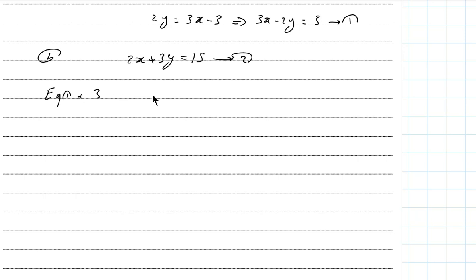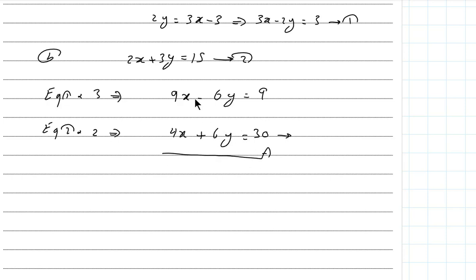So multiplying equation 1 by 3 gives us 9x minus 6y is equal to 9. And equation 2 times 2 will be 4x plus 6y is equal to 15 times 2, which is 30. And then we can solve these two equations simultaneously by adding directly. I will add to get 9x plus 4x, which is 13x, 6y minus 6y will be cancelled, and then equals 39, which means that x equals 3.